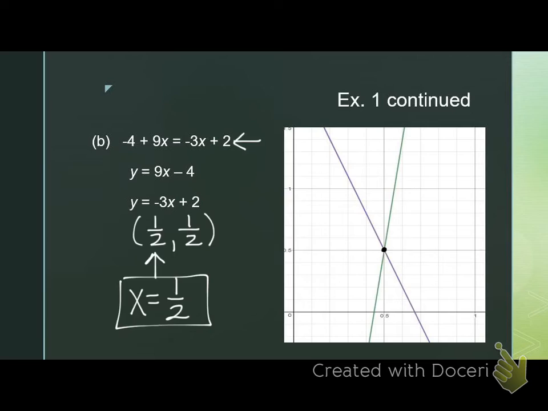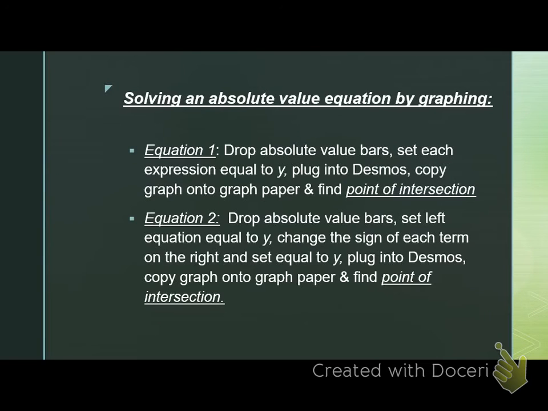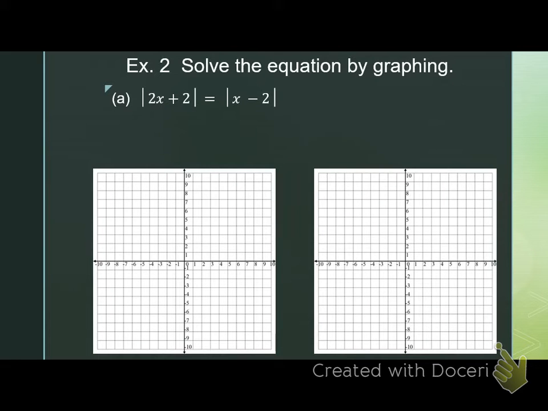All right, now absolute value problems. We haven't seen an absolute value problem in a while, but again, let's go look at one before we talk about the steps. We've got the absolute value of 2x plus 2 equals the absolute value of x minus 2. And you'll notice here that I have two different graphs.